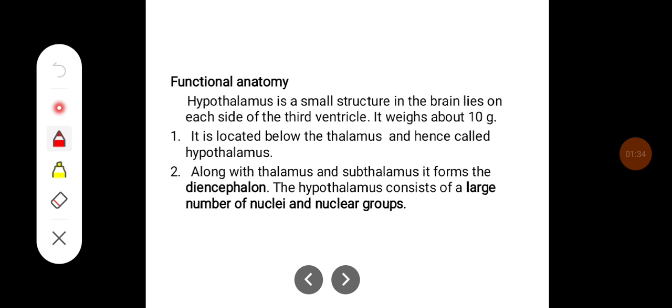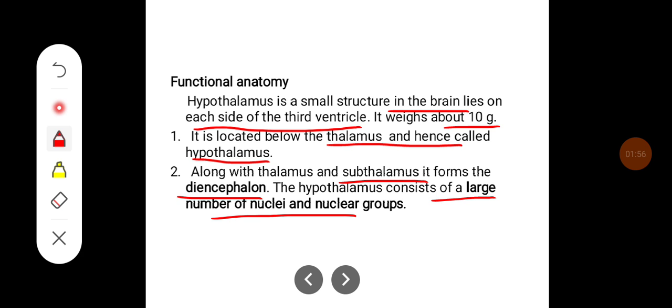Let's see the anatomy. The hypothalamus is a small structure in the brain, lying on each side of the third ventricle. It weighs around 10 grams. It is located below the thalamus and hence it is called the hypothalamus. Along with the thalamus and subthalamus, it forms the diencephalon. The hypothalamus consists of a large number of nuclei and nuclear groups.